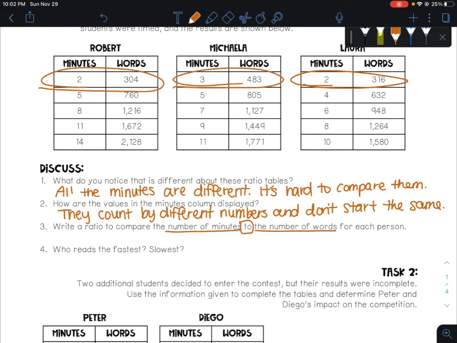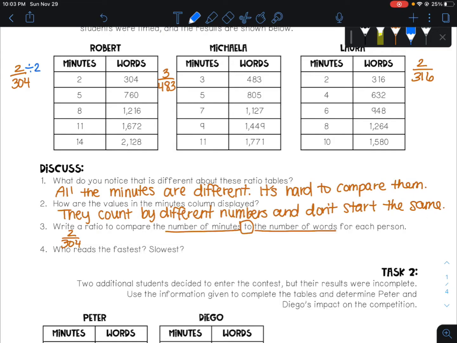Okay, so 2 to 304, well, here, I'll write it the way I said it. So 2 to 304 is this one. And then for Michaela, hers was 3 to 483. And then Laura's is 2 to 316. We just need to simplify these. So I think this one can be simplified by 2 because they're both even. And if we do that, we're going to get 1 over 152.